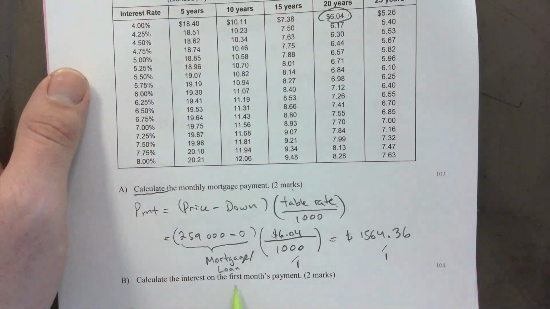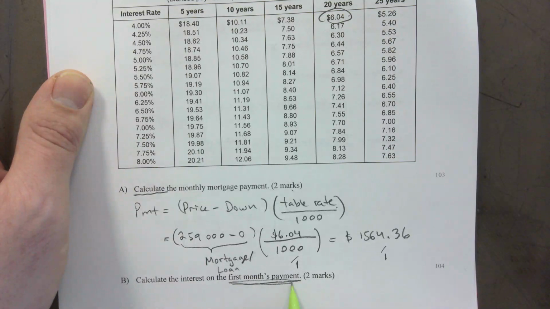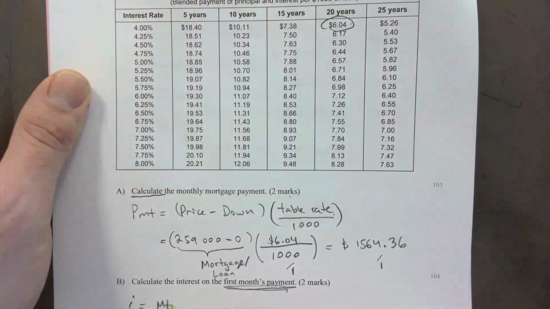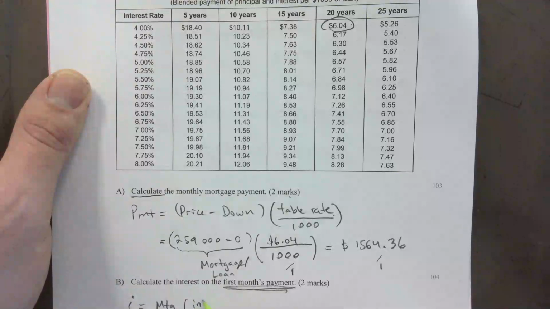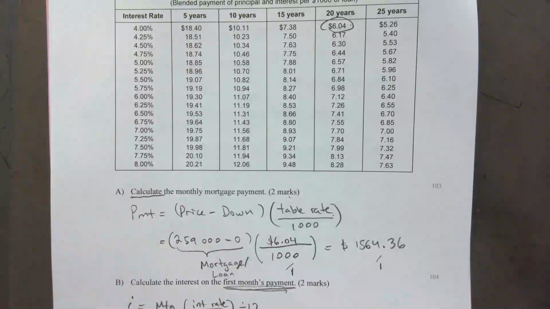Calculate the interest of the first month's payment. You remember this one? Is it total interest or just interest, lowercase I? Lowercase I. It's this one. And I told you to go mortgage, then take your interest rate divided by 100 because it's a percentage. All of that gets divided by 12 for the first month. My mortgage is $259,000. The interest rate, if I divide it by 100, is 0.04. And then you divide that by 12.